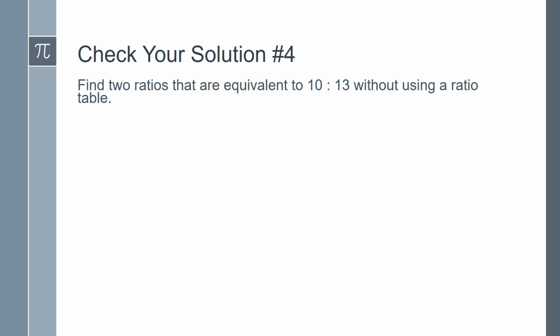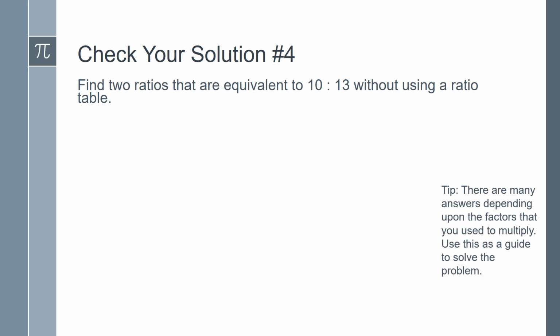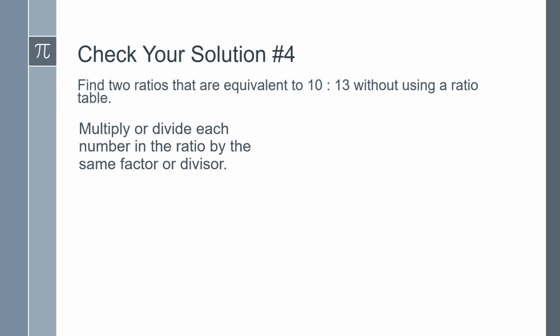To solve this problem, we can use a method that is very similar to finding equivalent fractions. Remember that there are many answers depending upon the factors that we use to multiply. We will use this as a guide to solve this problem, but your answers might be slightly different. We will need to multiply or divide each number in the ratio by the same factor or divisor. 10 to 13 does not have a common factor, so we can't use division in this example.